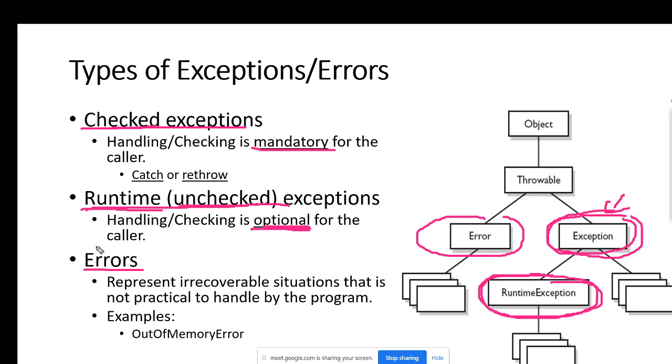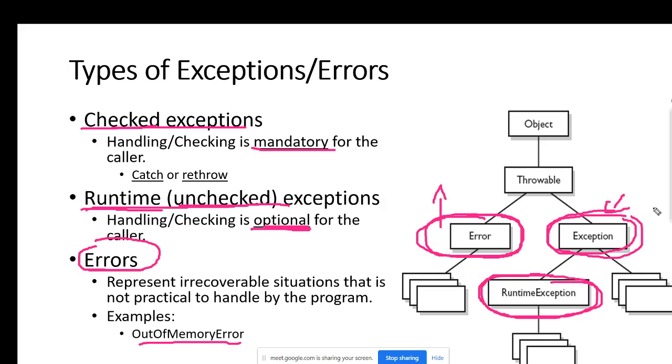Then the third category is errors. Errors are also a subclass of Throwable. Usually, errors mean some unrecoverable situation. If there's something wrong and we can't handle it programmatically, we say that an error occurs. For example, an out of memory error. If there is a shortage of memory, you can't handle it programmatically. It's a hardware issue. In that kind of situation, the program can raise an error.